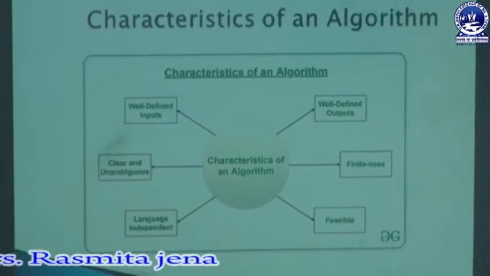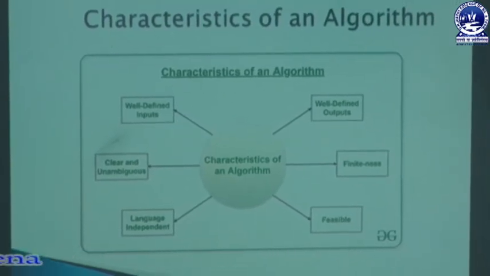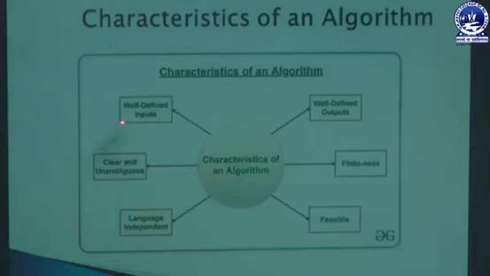An algorithm has different characteristics. There must be well defined inputs, the algorithm must be clear and unambiguous, it is language independent, and it must satisfy the finiteness constraint. It must be feasible, and it must generate a well defined output. Next we will discuss these characteristics briefly.